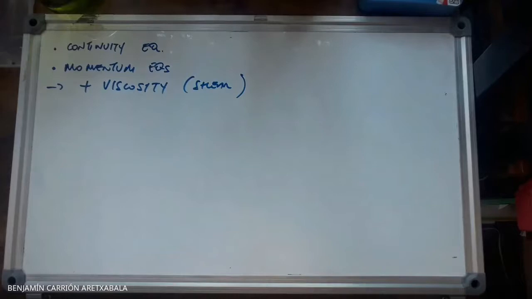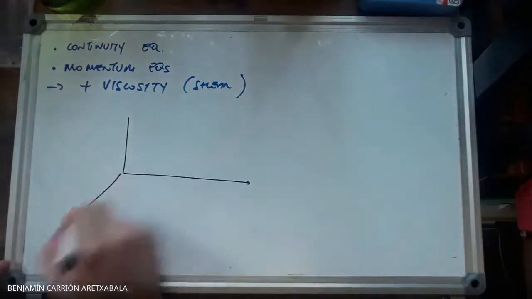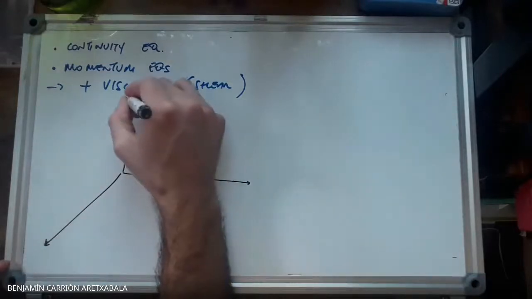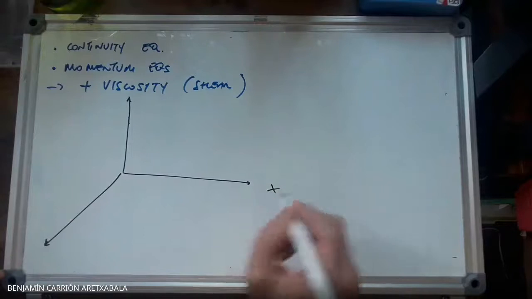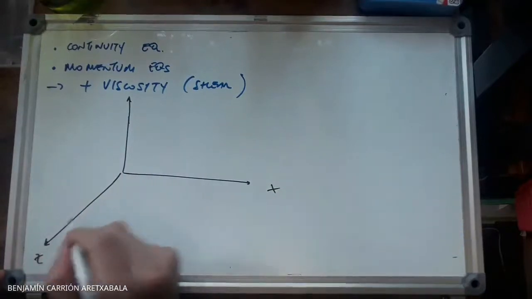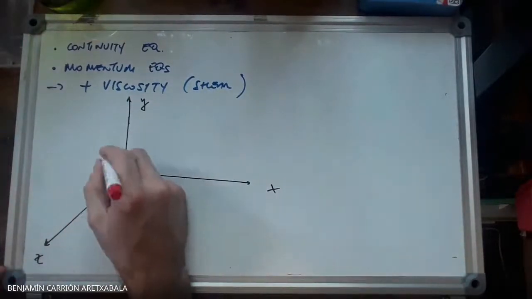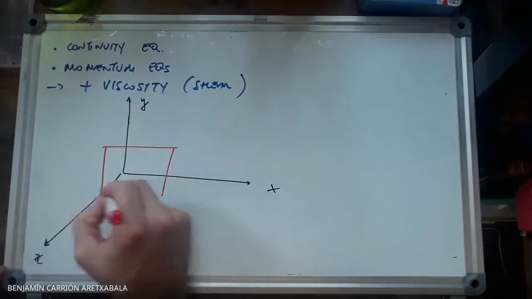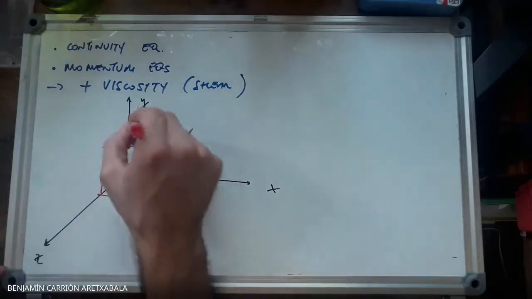Let's imagine you have your classical Cartesian axes. We're going to call this x. For some reason this is z and y upward, but it doesn't really matter. And then you have a small volume of fluid right here.